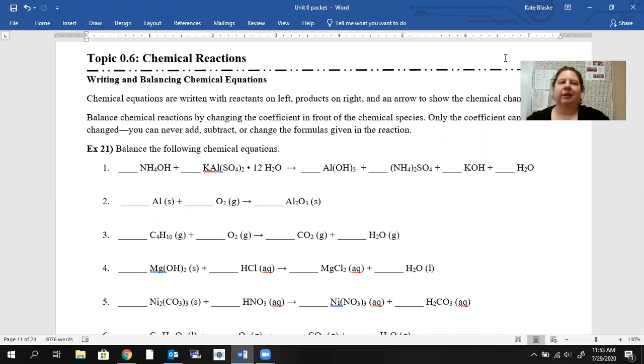Today we're going to go a little bit out of order. We're going to talk about topic 0.6 and 0.8. They go together pretty well. We're just going to skip over 0.7 for right now and come back to it later. So 0.6, balancing chemical reactions.